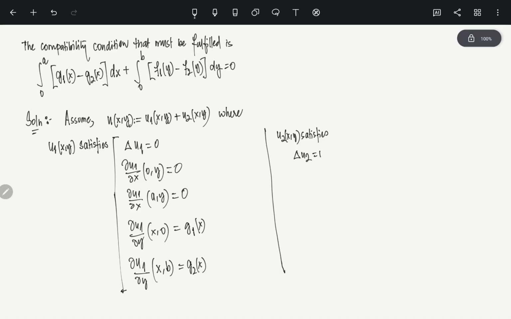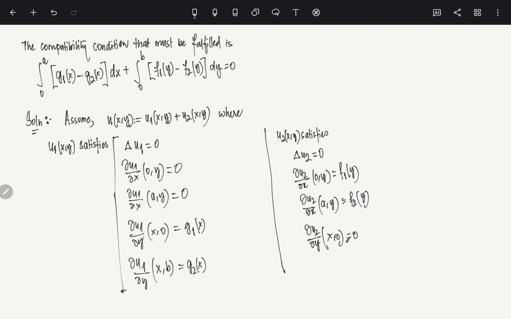Laplacian of u2 is 0, del u2 with respect to del x at the point 0 y is f1 of y, del u2 with respect to del x at the point a y is f2 of y. These two we are putting, and the next two we will put as 0: del u2 by del y at x 0 is 0, and del u2 by del y at the point y equals b is 0. Clear? We are just breaking up in such a way.